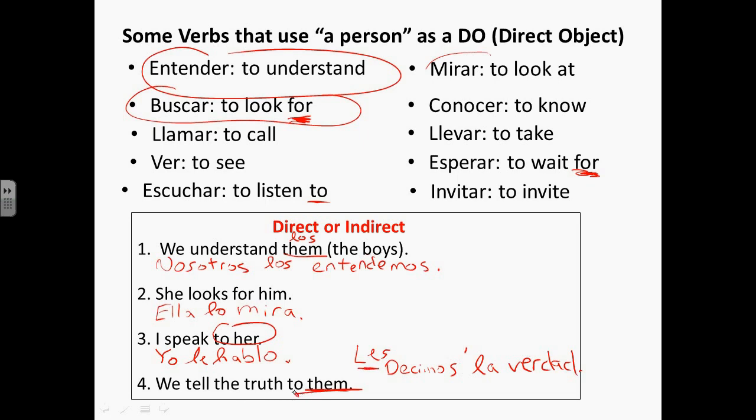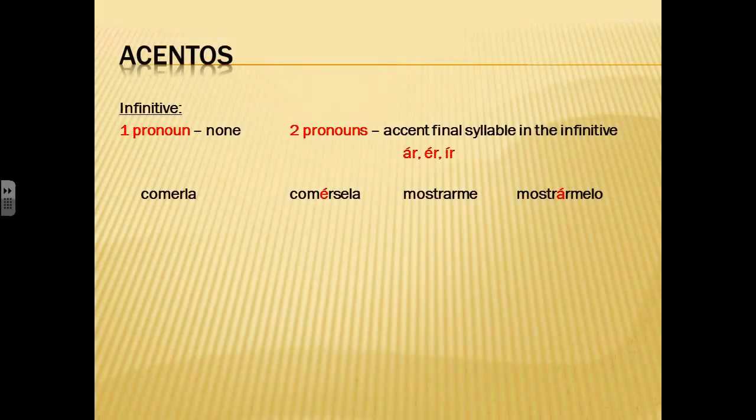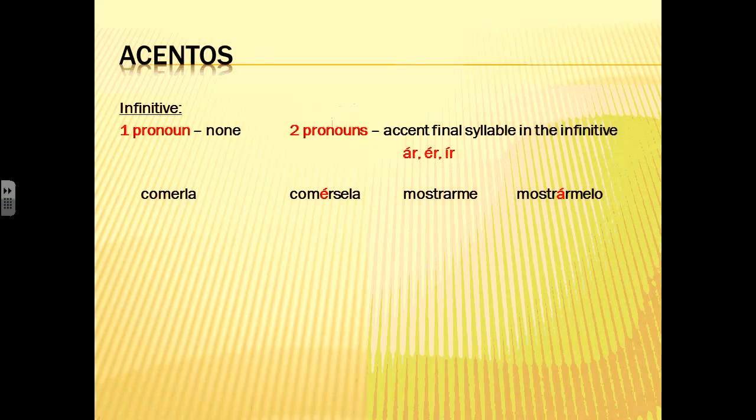If it just said them, and you couldn't put the to or the for in there, then it would be a direct. Sometimes if this is really hard for you to understand, you just memorize the verbs that use a person as a direct object. These are not all of them. Vamos a seguir. Acentos. Okay? For the accent marks: to an infinitive, if you add one pronoun, you don't need an accent mark.